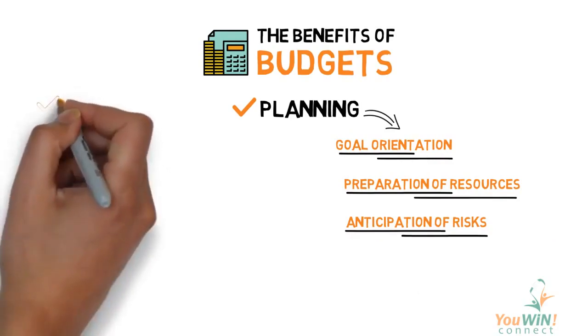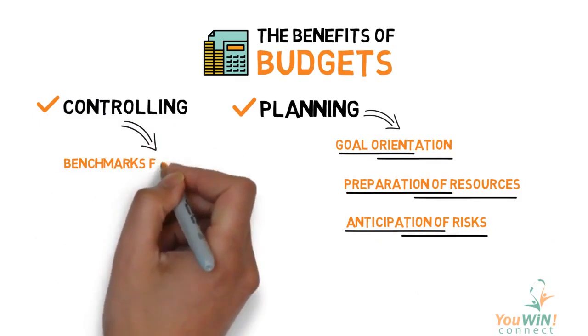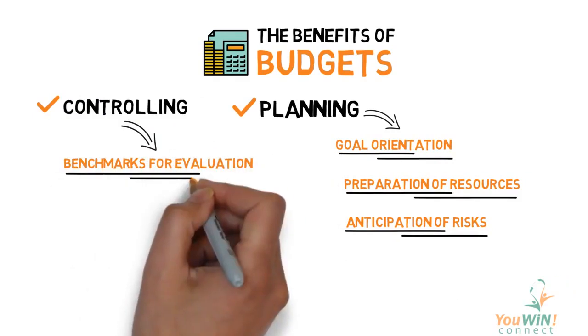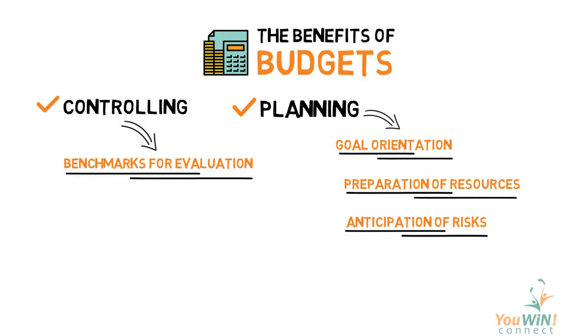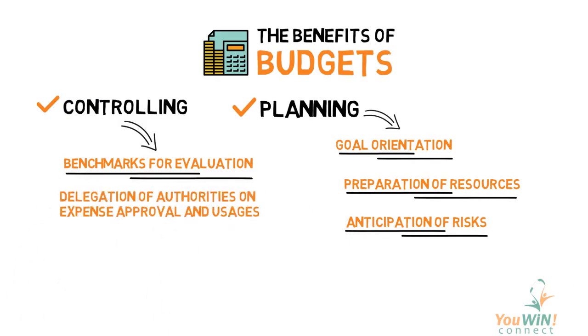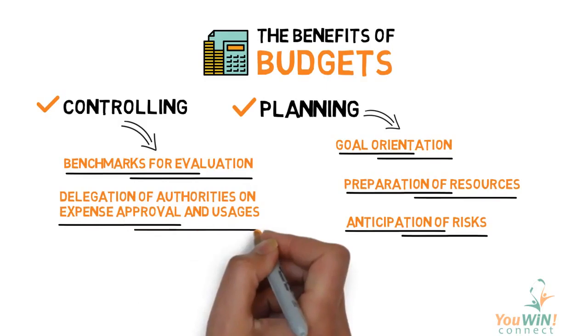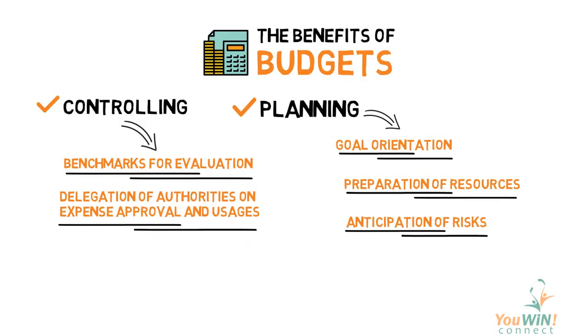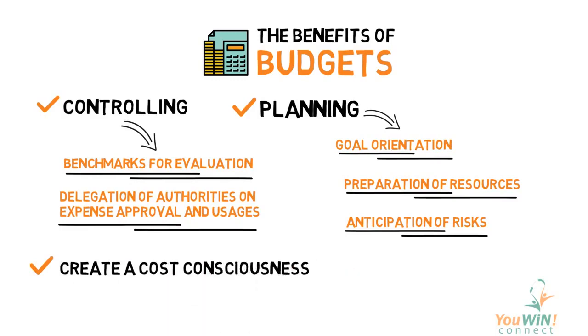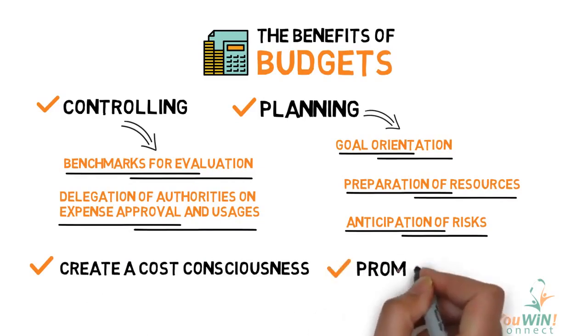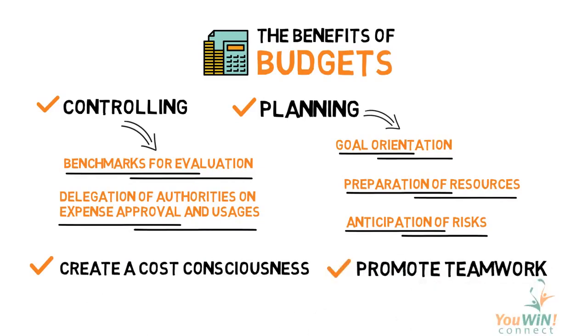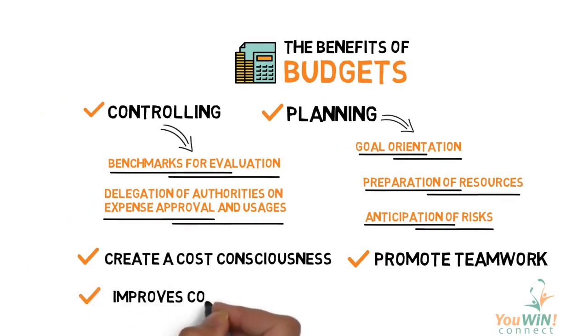Another major benefit of budget is controlling. A budget helps to benchmark for evaluation. How have we done well? It also helps in the delegation of authorities on expense approval and usage. A budget helps to create cost consciousness because there will be people responsible in the organization for controlling cost. It promotes teamwork as every member of the team is working towards achieving the organizational goal, and improves communication because every member of the team is on the same page and understands the goal to be achieved.